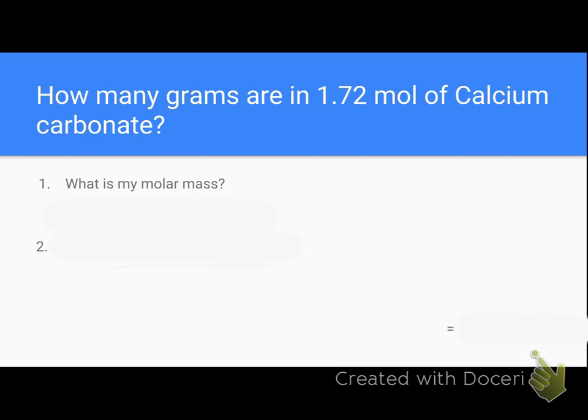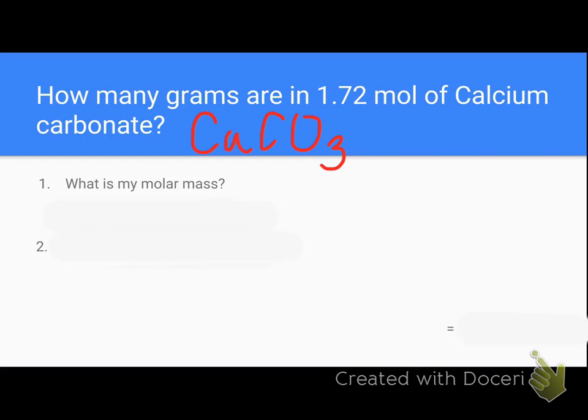Alright, so here's a type of problem that you might see. How many grams are in 1.72 moles of calcium carbonate? First thing you got to do is remember what calcium carbonate is, because I'm not giving it to you anymore, because you've gone through Unit 4. So, calcium carbonate, if you remember, CaCO3. So, step 1 is what is my molar mass?